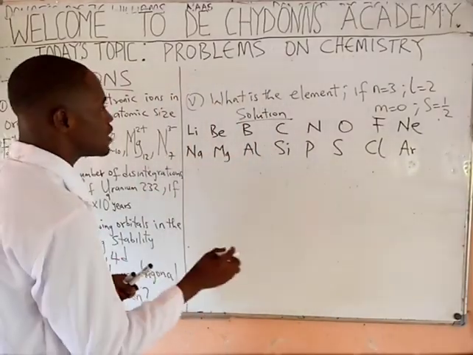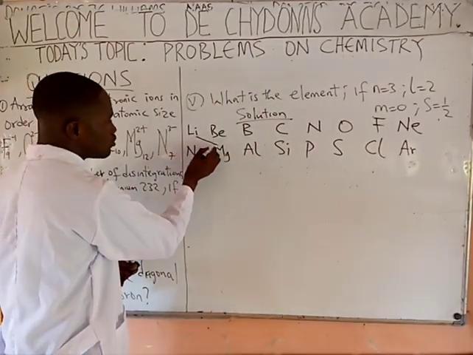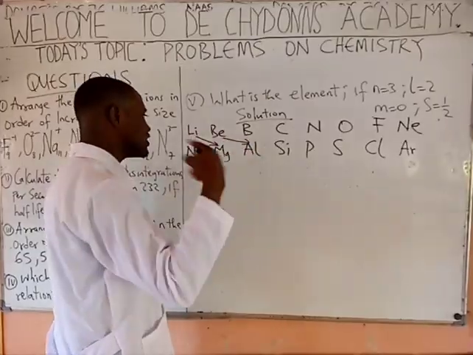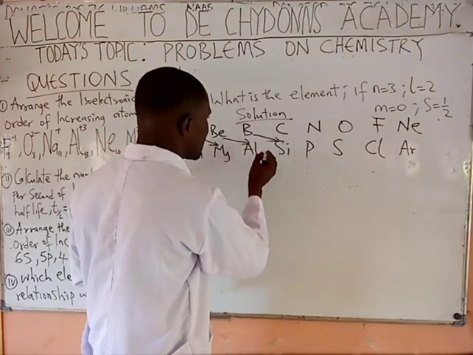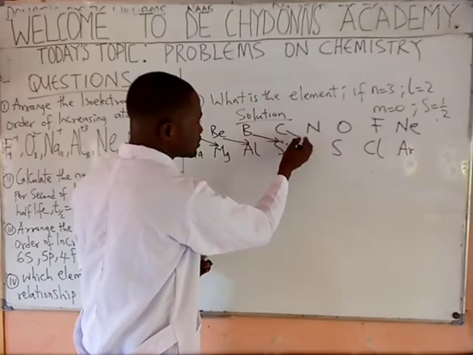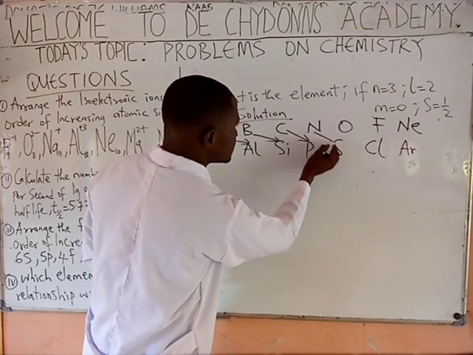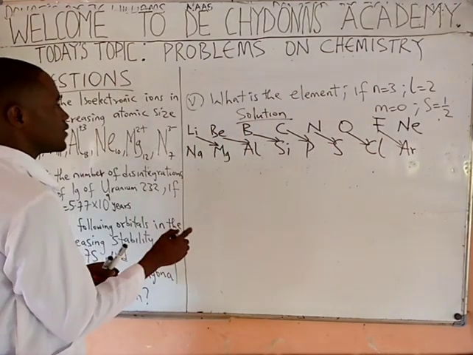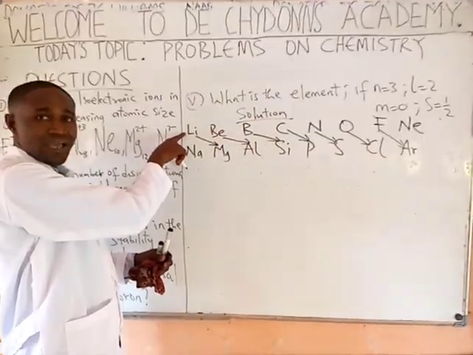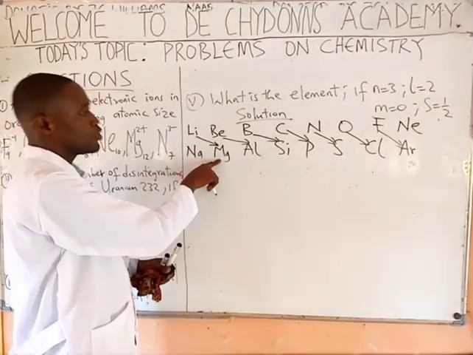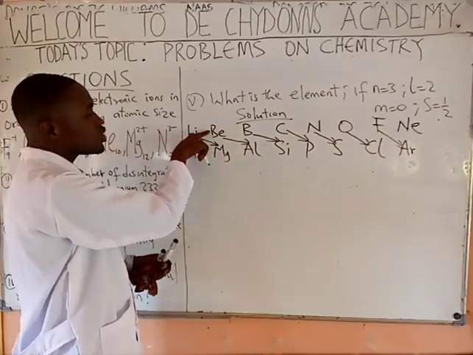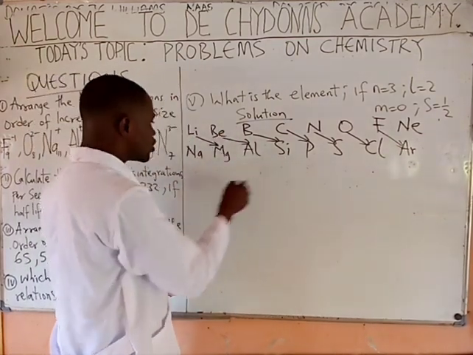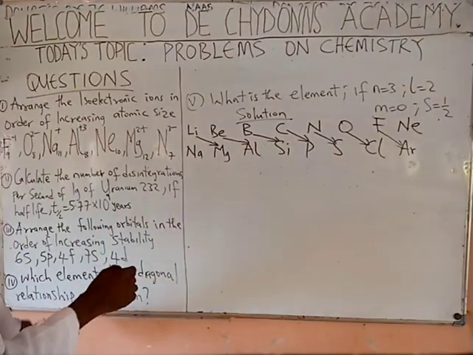Now look at how the diagonal relationship goes. This will go diagonally to this. This will go diagonally to this. This will go diagonally with this. This, then this, then this, then this. You can see that lithium has a diagonal relationship with magnesium. Beryllium has a diagonal relationship with aluminium. Boron has a diagonal relationship with silicon. So the one they ask us is which element has a diagonal relationship with boron?